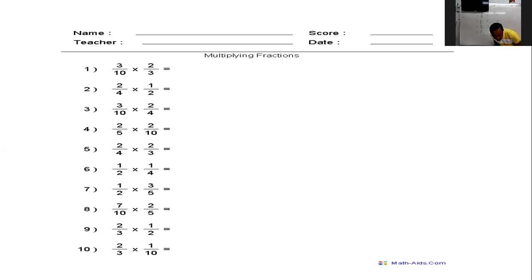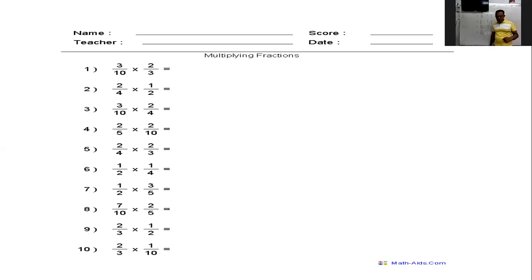Oh, is this 5? I'm sorry, my eyes are not so clear right now. So 2 over 5. So our answer is 50. 5 times 10 is 50. How about 2 times 2 in number 5? So you have 2 times 2 is 4. The denominators are 2 times 4 equals 8. Number 6 is 1 over 2 times 1 over 4. So 1 over 8.